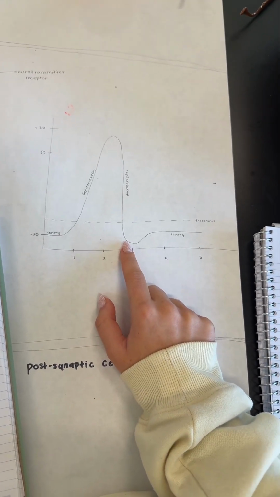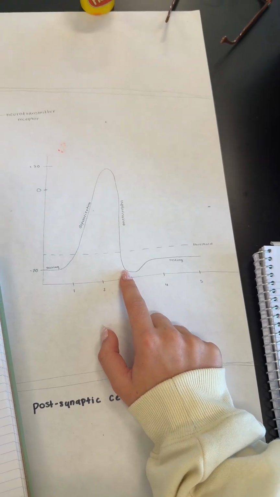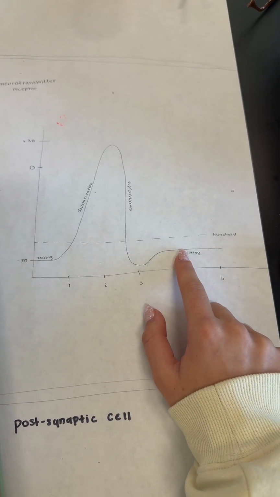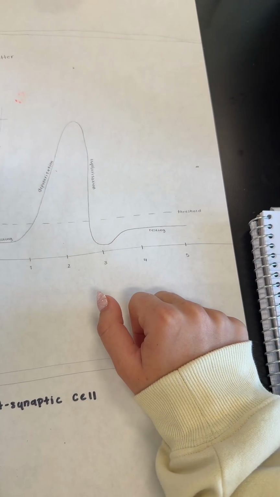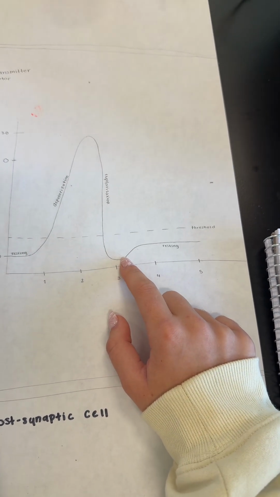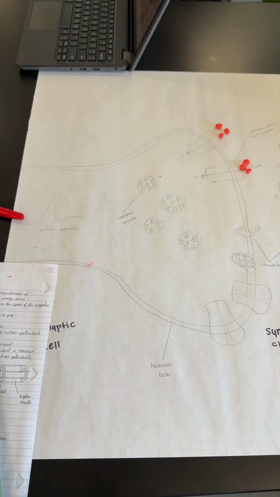This is the hyperpolarization, which is the dip on the graph where it's below resting potential, where it's too polar. The refractory period is a short time after an action potential where a neuron can't fire again right away. At first, it can't fire at all because its sodium channels are shut, and then it can only fire if the stimulus is stronger than usual because the cell is returning to its resting state.